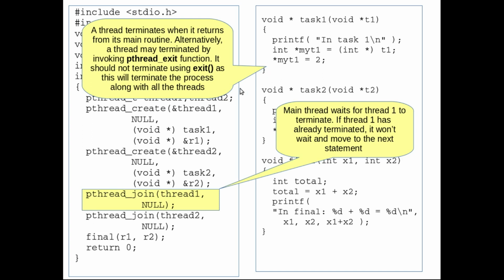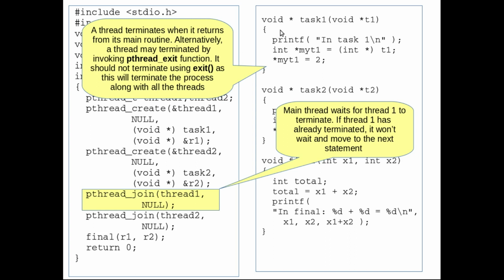So the thread will get terminated once it completes executing the subroutine it was supposed to execute. Alternatively, a task can also terminate by invoking the pthread_exit function. So before reaching the end of the subroutine, if the thread calls pthread_exit, that will also terminate the thread.